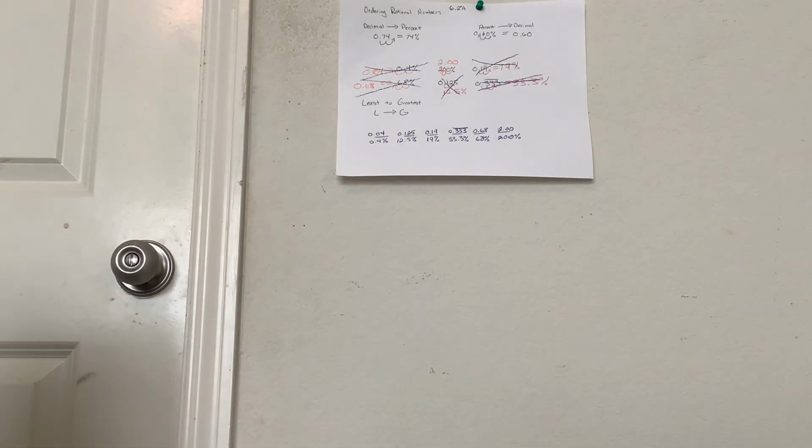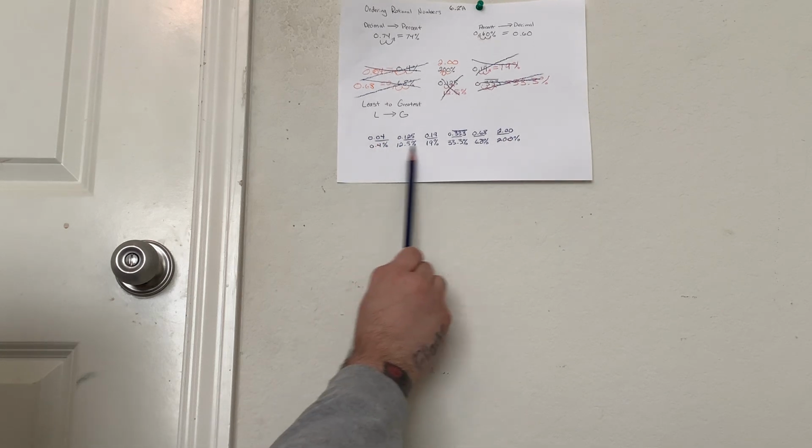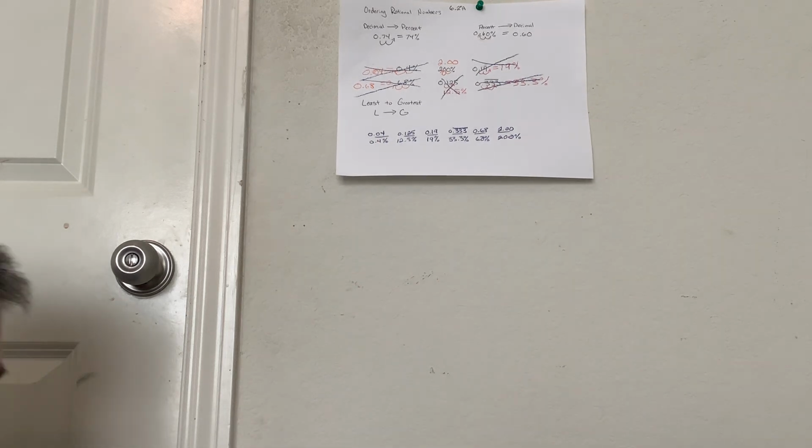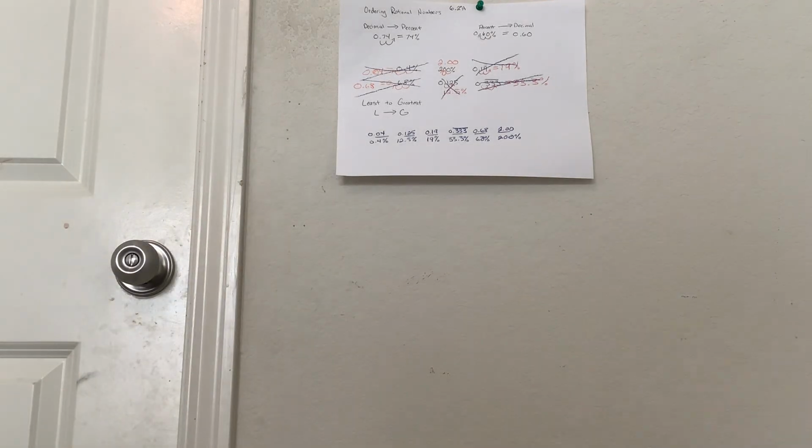Pretty simple. That's how we're going to order rational numbers. That's exactly how you convert a decimal to a percent and a percent to a decimal. And then when you're ordering it, in this particular case, it was from least to greatest. That's how we're going to set it up. You could have gone either with just the decimals or with just the percentages. I like to do both, again, to show that those are equivalent quantities, okay?